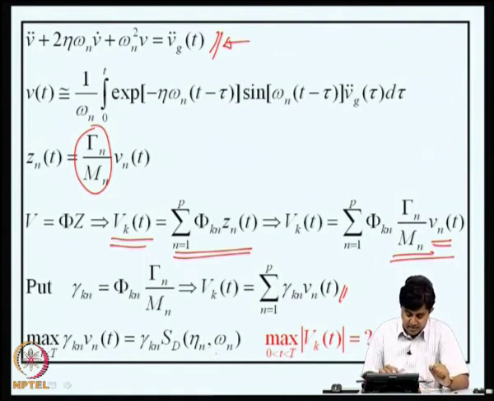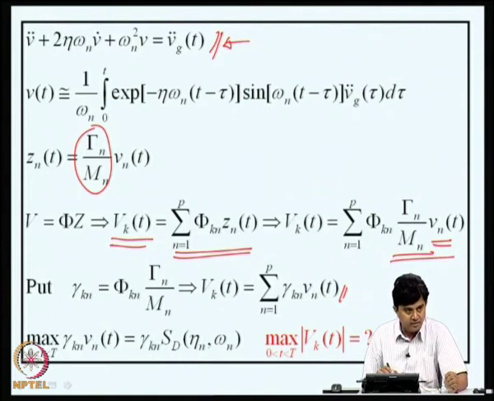Now, if you are interested in the maximum value of Vk of t, that is what we are interested in. Now, we know the maximum value of these terms inside the summation. So, we know that the maximum value of gamma kn Vn of t is nothing but gamma kn into Sd of eta n, omega n. So, this is the given response spectrum. Therefore, what I know is the maximum value of the term inside this summation, but what I am interested in is the maximum value of this sum. So, this question still remains, we have not yet answered this.